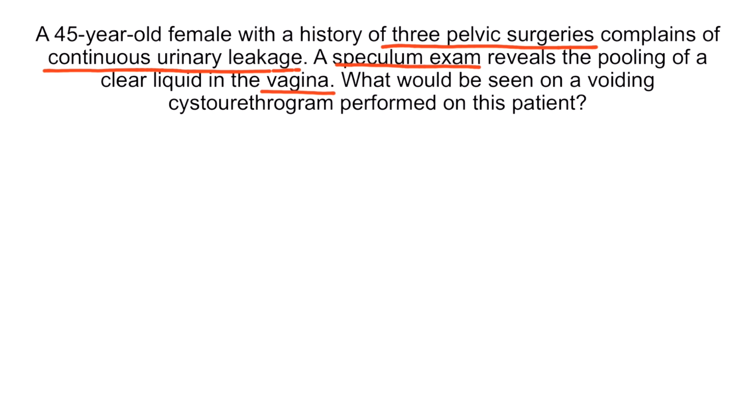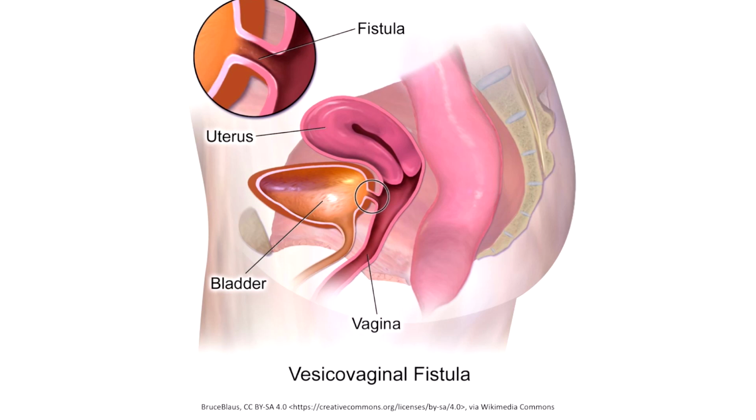vesicovaginal fistula. Now here we see an image of a vesicovaginal fistula. Notice that there's a tract connecting the bladder to the vagina, which will result in continuous leakage of urine from the vagina. Now the imaging study that would confirm this diagnosis is a voiding cystourethrogram.